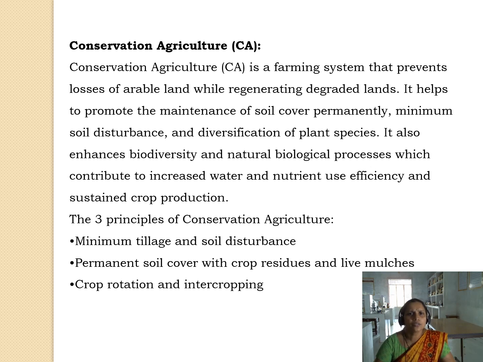Permanent soil cover with crop residues and live mulches. So let us talk about crop rotation. It means that different crops are alternated in the same field, for instance, cereal cultivation, maize and wheat, followed by legumes. When we talk about the advantages of crop rotation and intercropping, it improves the usage of water, as crops with different rooting systems utilize water from soil at different depths.